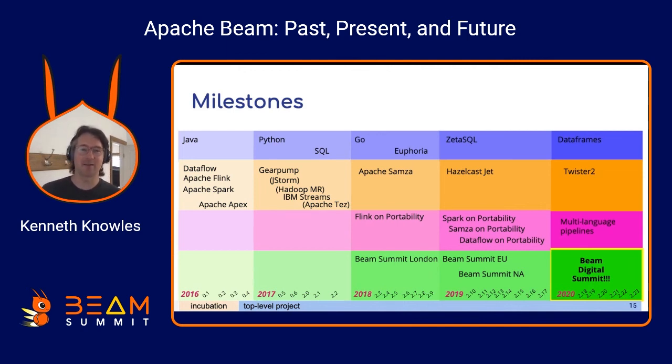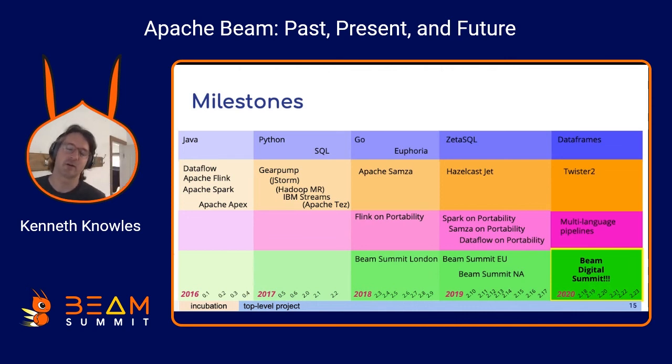So by 2018, we actually ran Beam Python on Flink, right? And it started with prototypes, and now we have Spark, Samza, and Dataflow joining Flink, and we have these production quality runners that are ready to run Python and Go code.